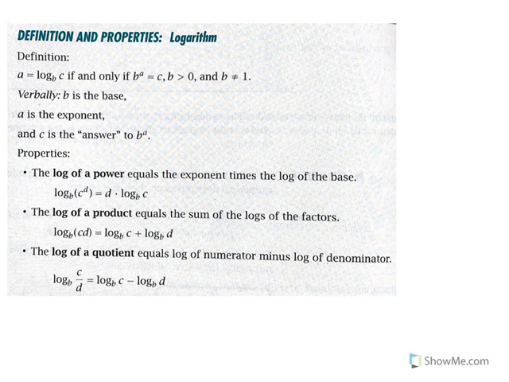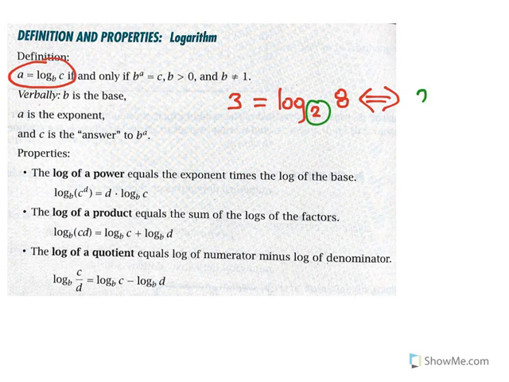So we're taking a look at the definition and some properties of the logarithm. Definition. What does this mean? Log base b of c is equal to a. For example, you could have log base 2 of 8. What is that equal to? It's equal to 3. Why? Because when you take the base 2 and you raise it to the third power, you get 8.